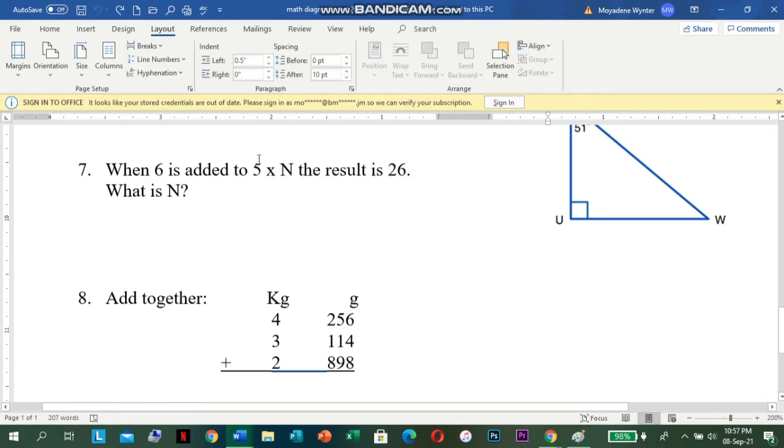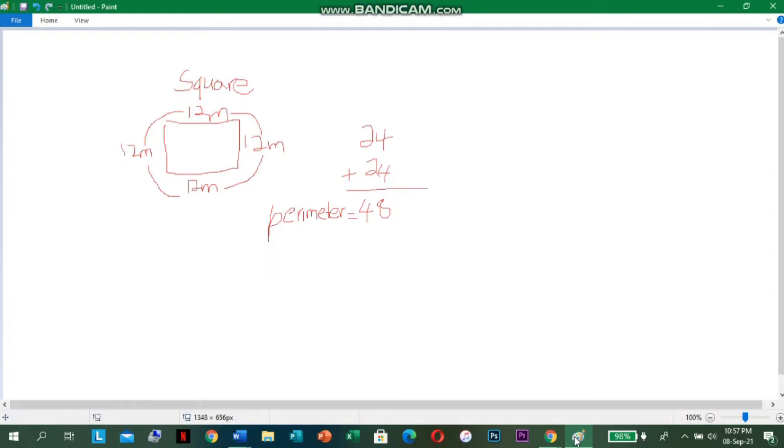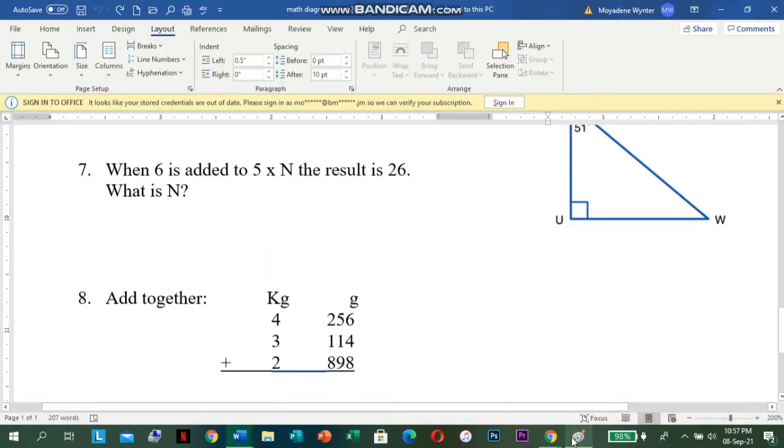So we have to think of a number that when we multiply this number by 5, and then we add 6 to the answer, it must give us 26. Let me repeat. We have to think of a number that when we multiply that number by 5 and add 6 to that answer, we must get 26.